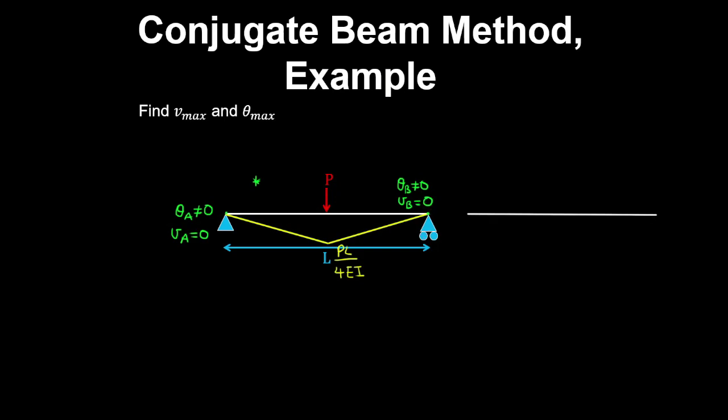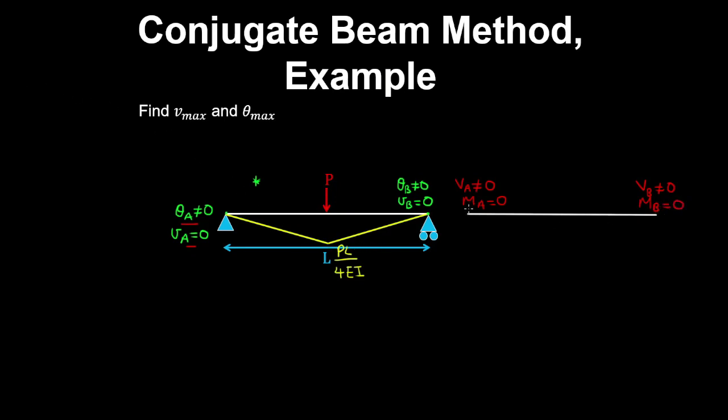at the roller. And in the conjugate beam, the rotation is equivalent to the shear force, so therefore if theta A is non-zero, then the shear force at A in the conjugate beam is non-zero. And the deflection is equivalent to the bending moment, so therefore the bending moment is 0. And at the other end, the rotation at B is non-zero, so the shear force at B is non-zero, and the deflection at B is 0, so the bending moment at B is 0.